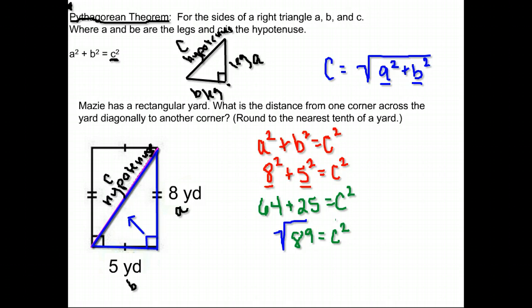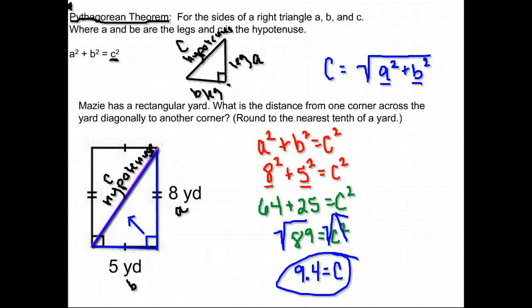So to get rid of a squared, you take the square root of both sides. That cancels the squared so that I just have c. And then on this side, all I have to do is do the square root of 89. And we do get 9.4. Yes. So that is how the distance formula and the Pythagorean theorem are related.